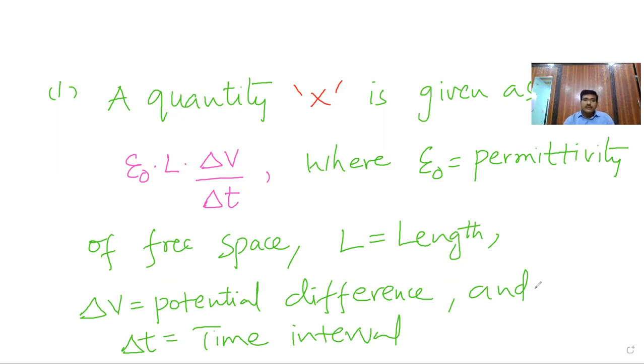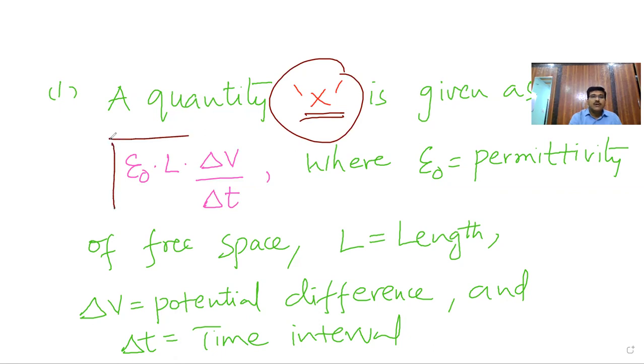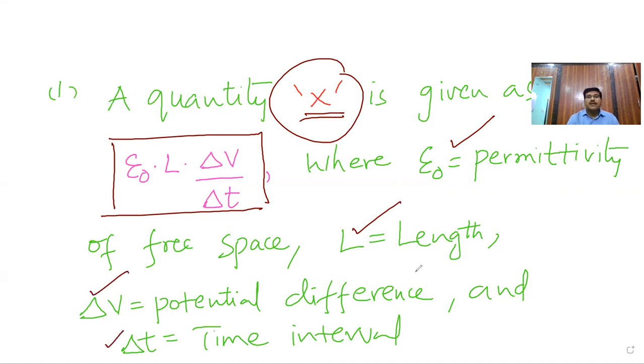Before attempting any question, read the problem carefully. What he says? He says that this is the quantity x, and he is defining that quantity by means of this expression. And the terms in the expression are given. Epsilon is permittivity of free space, L is length, delta V is potential difference, delta T is time interval. Clear?